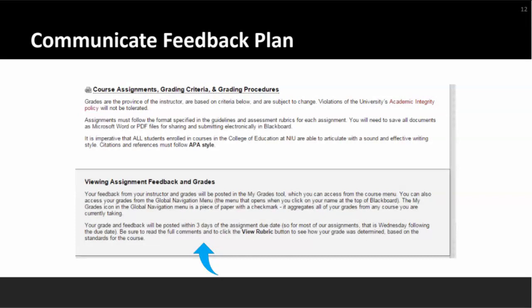Then you could, like this one says, viewing assignment feedback and grades. It says the feedback will be in the My Grades tool, so the students get familiar with using My Grades, and then it says in there the projected time when they can expect to get their responses. This one says feedback will be posted within 3 days of the assignment due date for most assignments. So you have to come up with what date works for you.